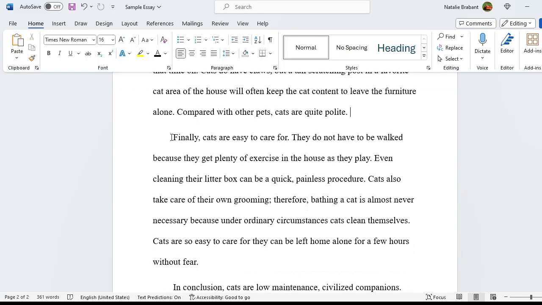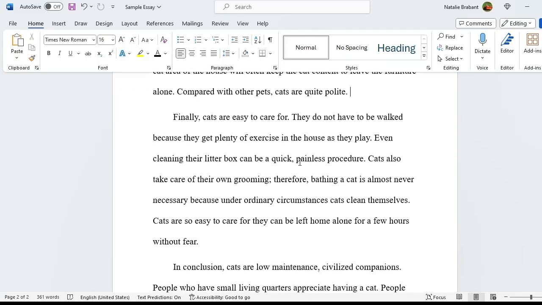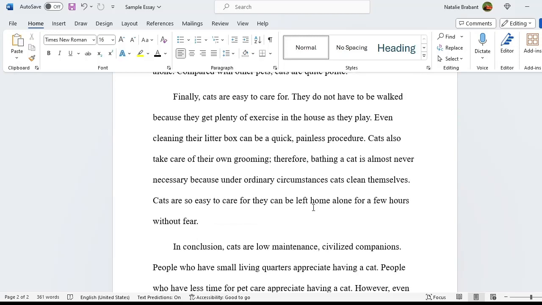And then we have our third point, finally. Cats are easy to care for. I like using finally because the reader gets excited. This is the end of the essay. This is the last point, and usually you want your last point to be the strongest point so they remember it because they're going to remember the end more than the beginning. Okay, and here we go.